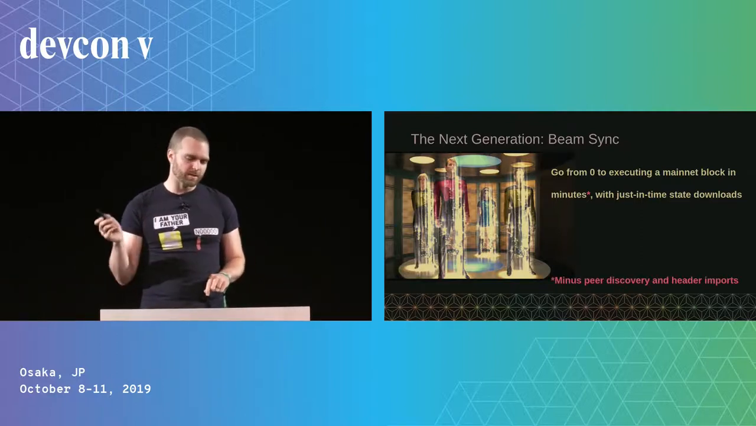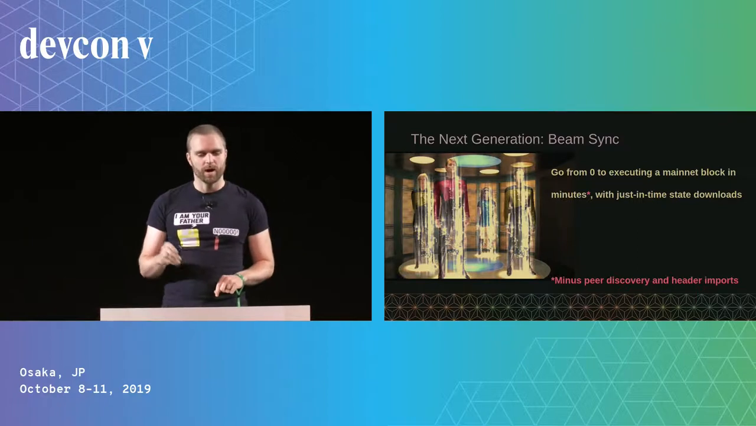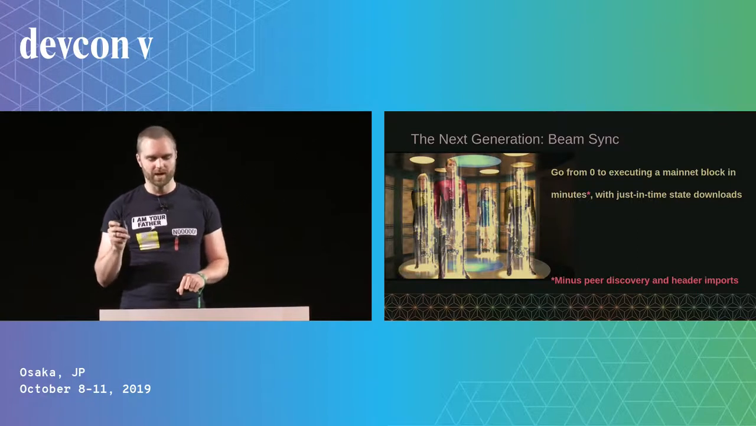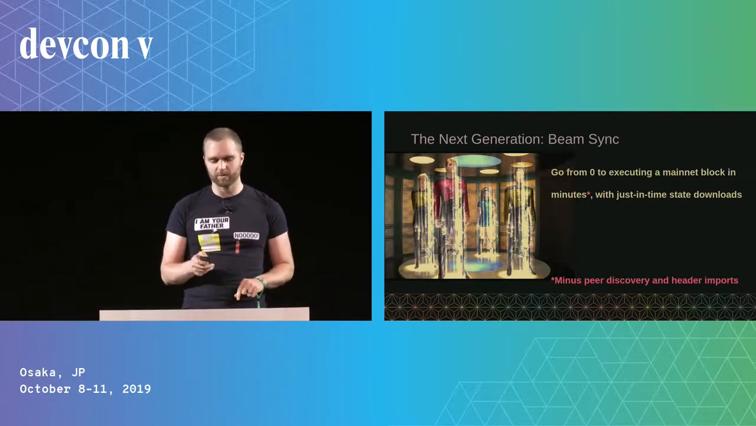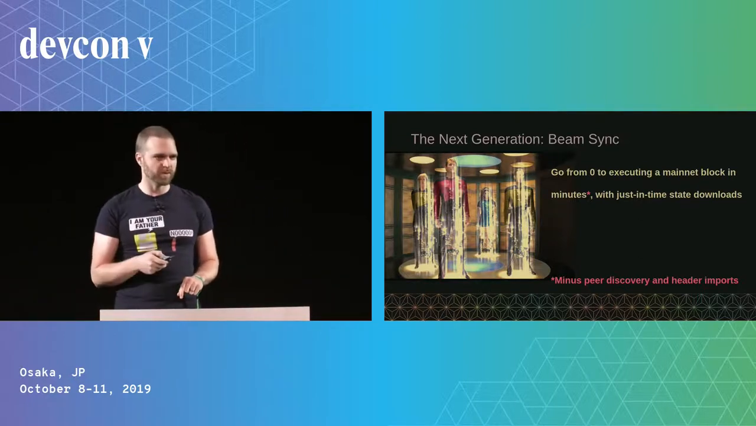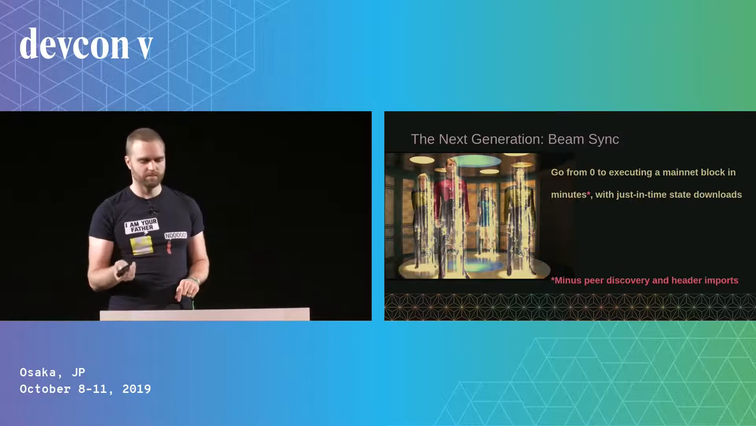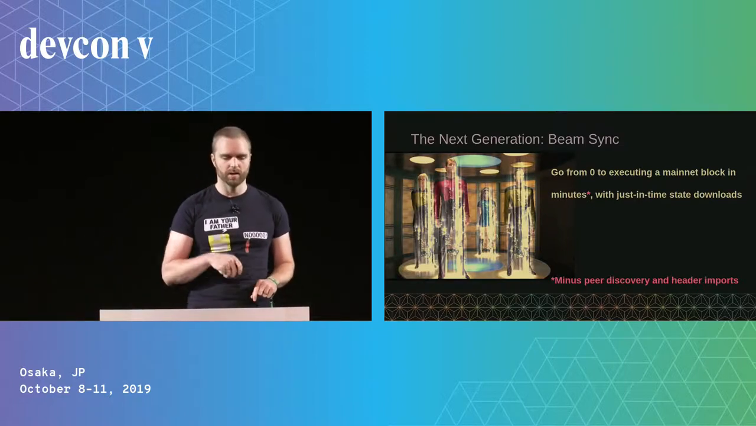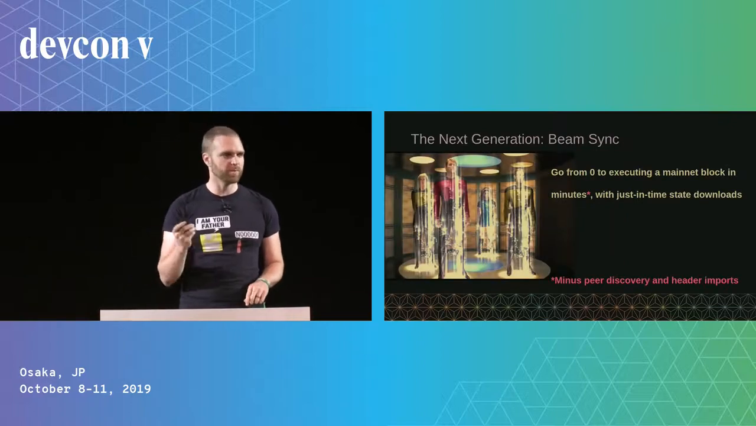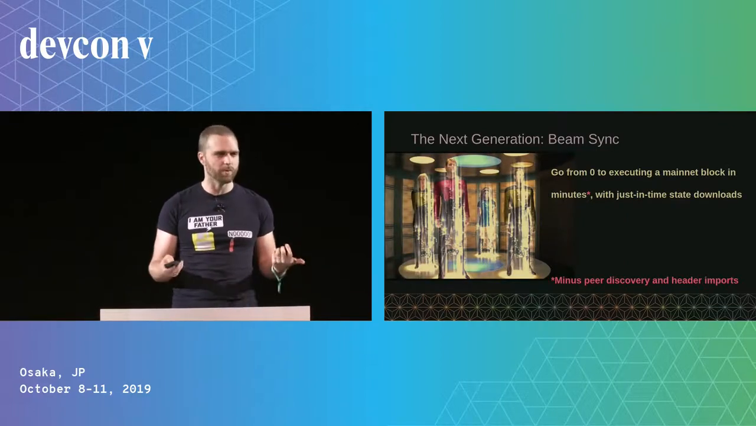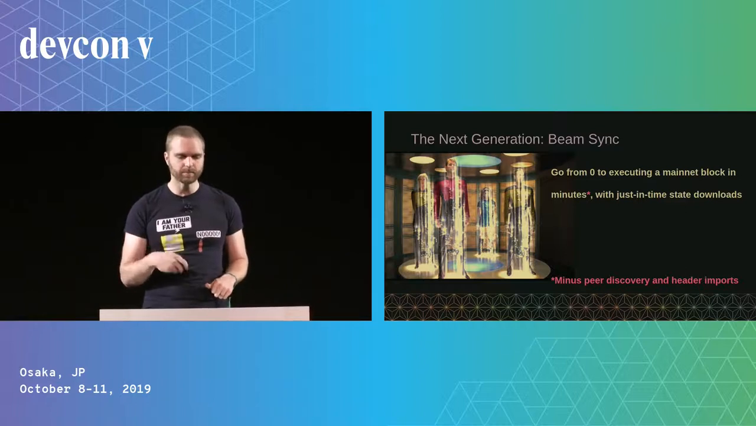So, asterisk, I don't want to lie to you. It takes longer than that right now because you have to find peers, and that's unreasonably difficult right now. And header imports can take a while unless you use a checkpoint, which has its own interesting sidetracks. We will get back to those things, but we're considering that out of scope for Beam Sync right now.